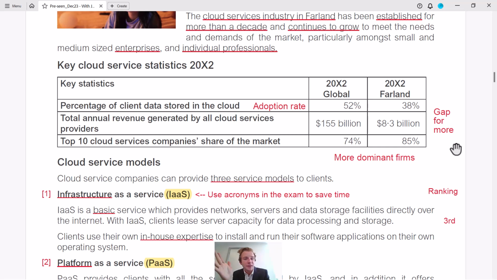Because you can look at the annual revenue generated from providers, 8.3 in the whole of Finland, so don't get that mixed up with NCTech. And this is where $155 billion globally.